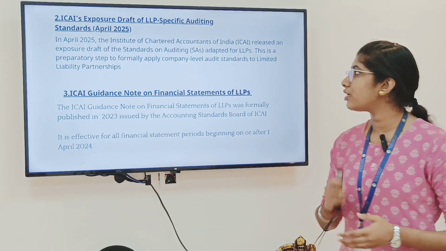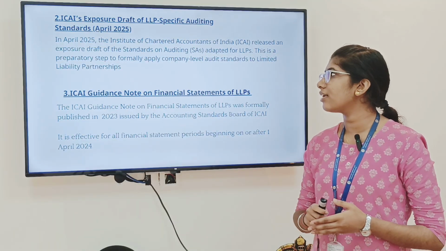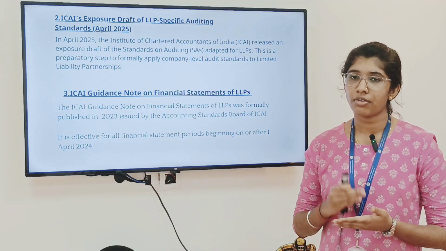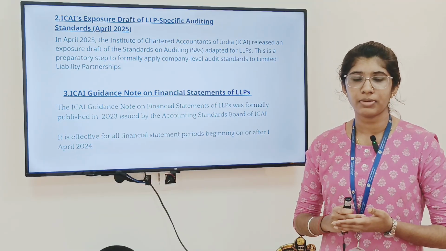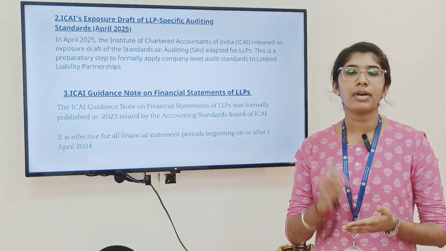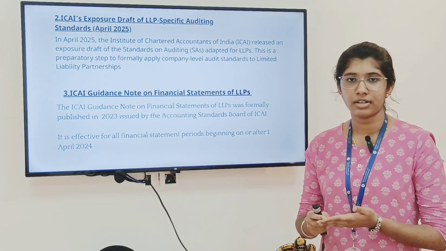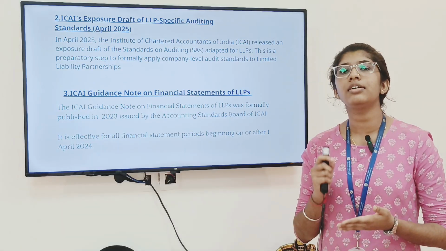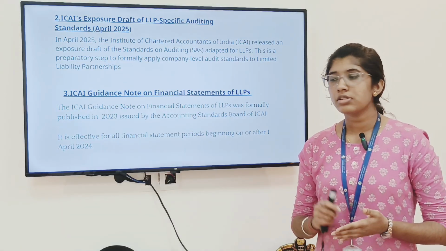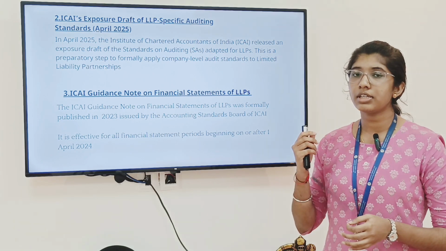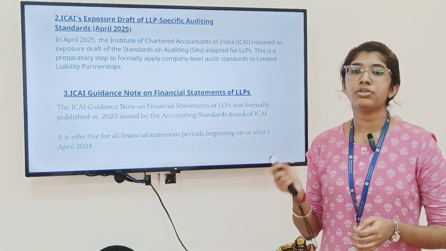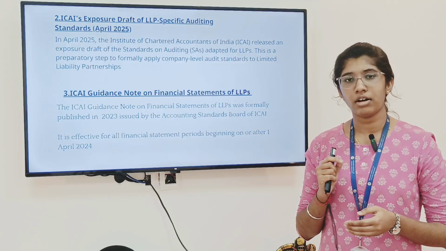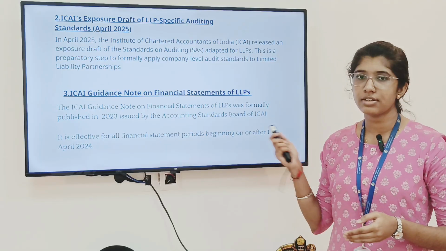Next, the ICAI exposure draft of LLP specific auditing standards, April 2025. This exposure draft includes all the 40 accounting standards and standards on quality management that are applicable to companies, with some minor changes, that is, from shareholders to partners. This draft was open to public comments and professional feedback till 1st May 2025. So the MCA will first consider the recommendation of the NFRA and then issue the notification. Once the notification is issued, the ICAI will finalize the standards on auditing based on this draft.